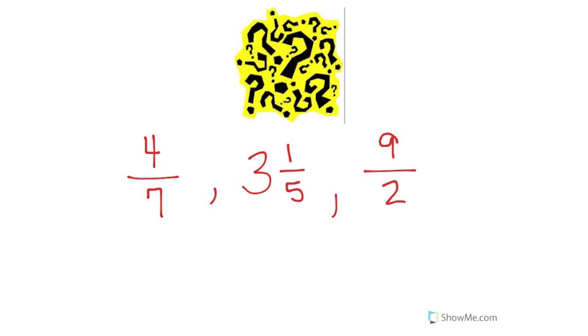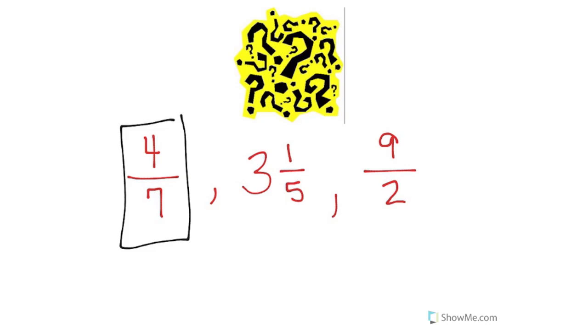Now, before we go any further, let's make sure you get the simple facts of fractions. All right, I'm going to write a couple of numbers. I have 4/7, 3 1/5, and I have 9/2. All right, well, let's start with the first one. What is this one called? Is it proper, mixed, or improper? Well, this one here is called a proper fraction.